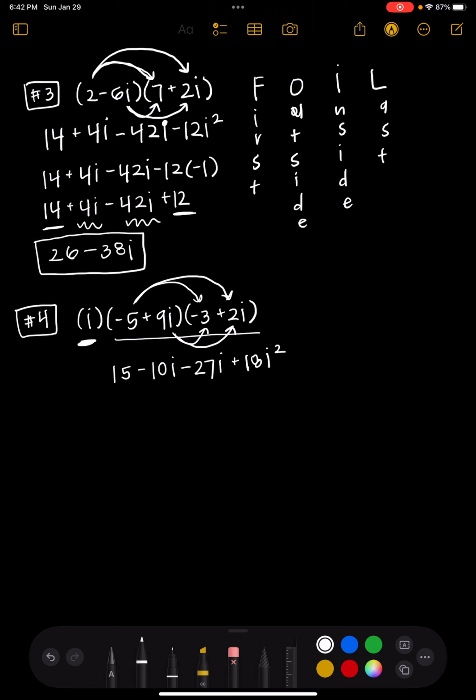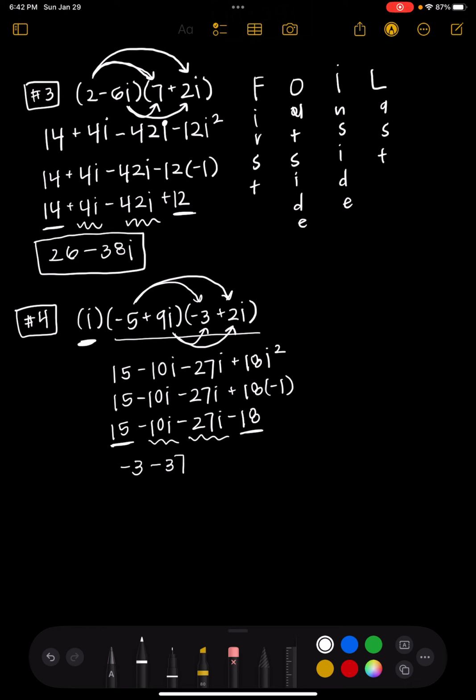Now, we know that i squared is negative 1, so we can say 15 minus 10i minus 27i plus 18 times negative 1. We're going to simplify that down to be minus 18 because 18 times negative 1 is a negative 18. Then we can combine like terms. The 15 and the negative 18 are my real parts, which would give me negative 3. And then negative 10i and negative 27i are my imaginary parts, which would give me negative 37i.